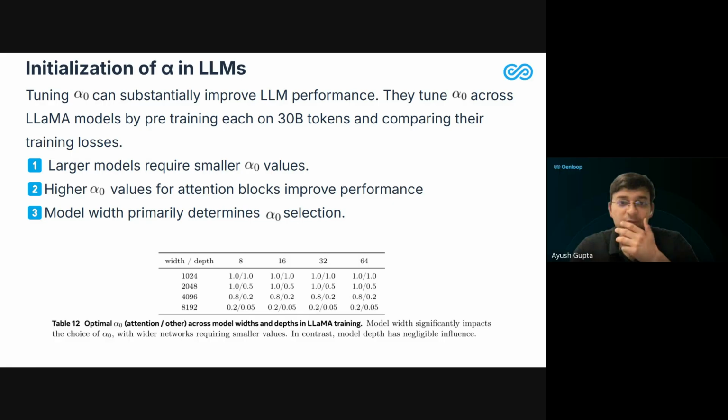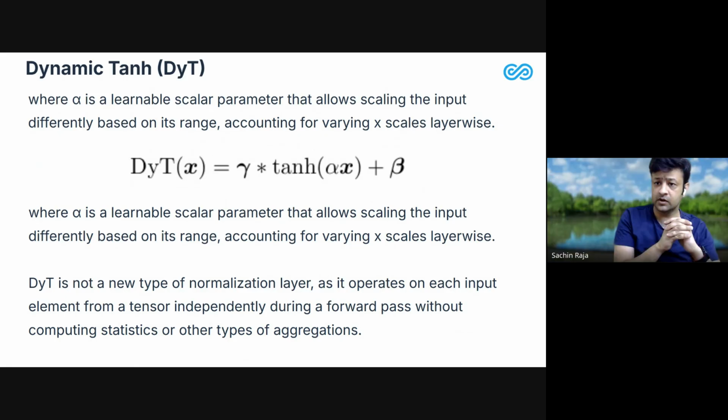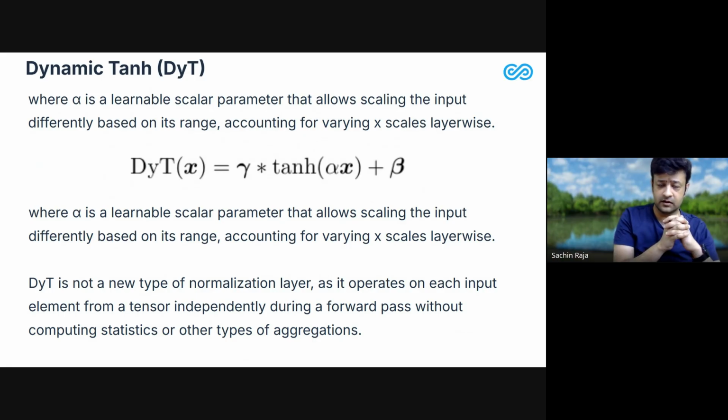Can you go back to that formula? That was gamma times alpha tanh(alpha x) plus beta, right? Now, where exactly is normalization happening relative to the attention block? It's happening just before we do the dot product. It's not happening in the QKVs, right? It's happening before it gets to the dot product. Correct. And it also happens after the entire attention is applied. Yes.